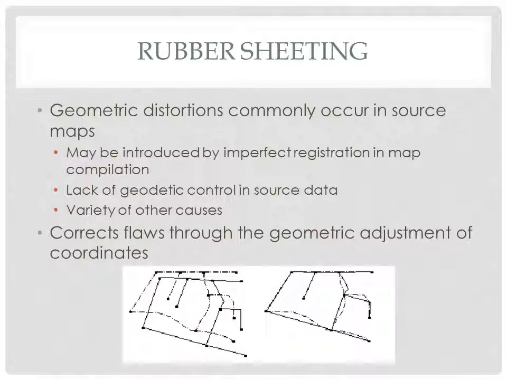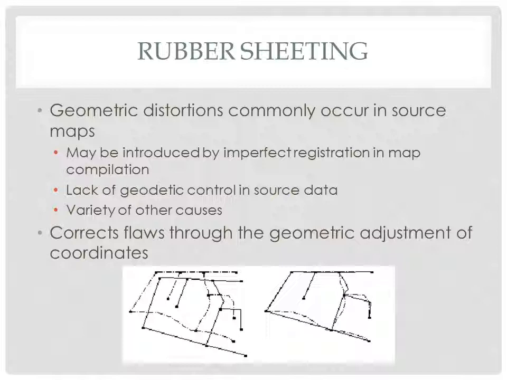Rubber sheeting is a method used to deal with geometric distortions that commonly occur in source maps. Those distortions may be introduced by imperfect registration and map compilation. This could have multiple different sources. It could go back to bad GPS data that's collected, or to mistakes in manual digitizing. And there could be other factors as well, such as a lack of geodetic control in the source data or poorly transformed data from one datum to another or one coordinate system to another. So there are lots of different potential causes.